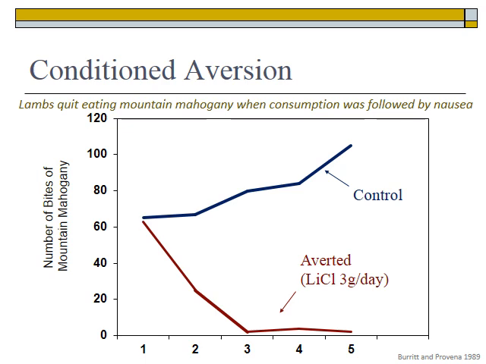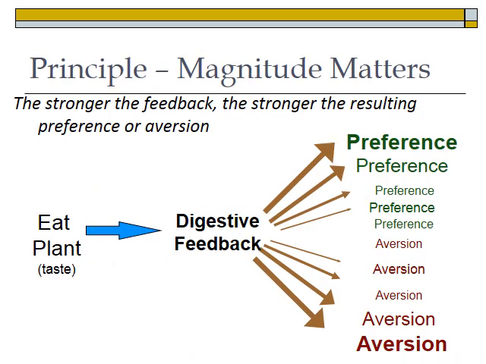So Beth quite handily created an aversion to mountain mahogany among these sheep, and that's weird because sheep would normally eat mountain mahogany. It's a perfectly acceptable food, but because of feedback that she gave them, an induced nausea event, they quit eating mountain mahogany. That's called a conditioned aversion.